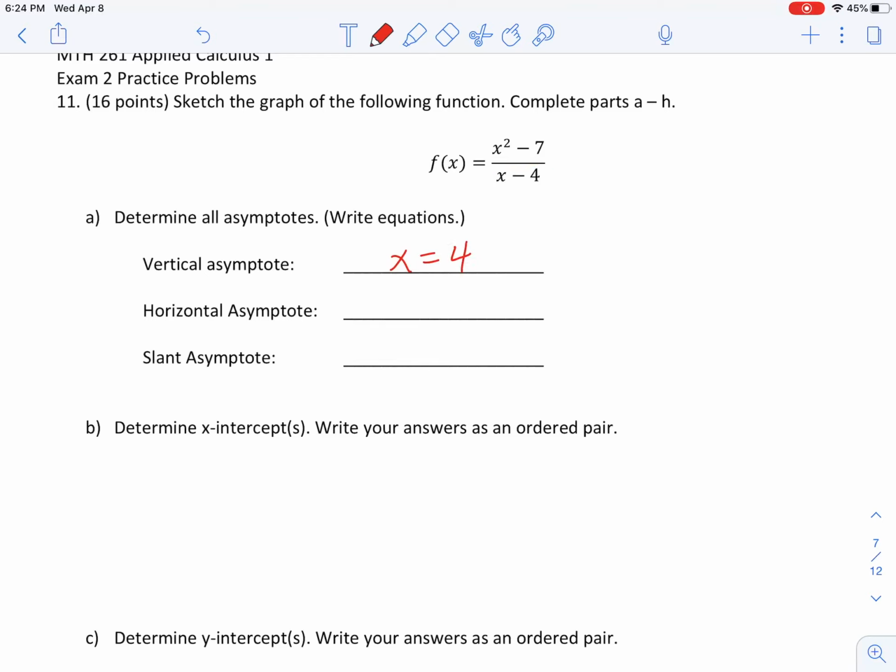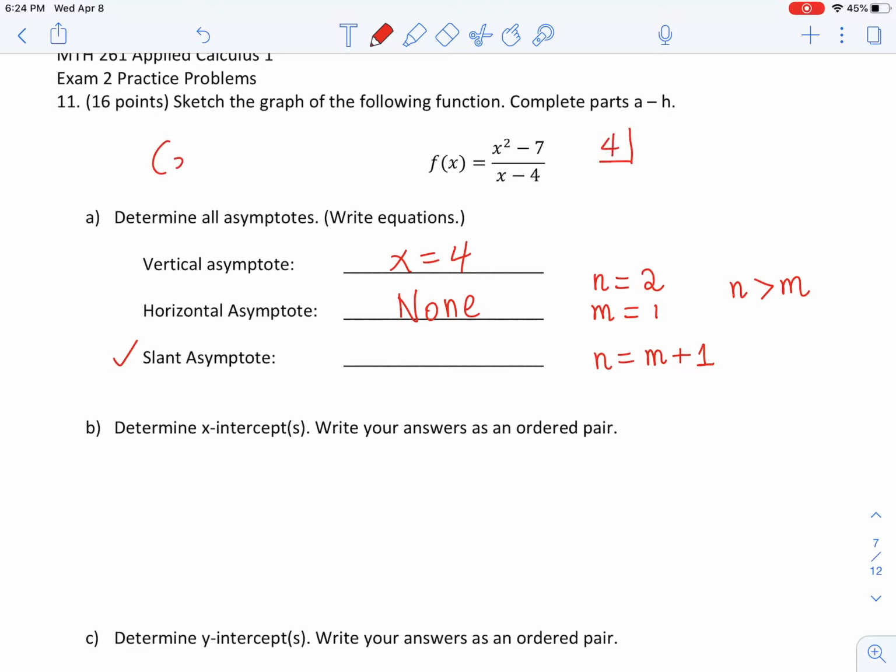Horizontal asymptote. Notice that the degree of the numerator is greater than the degree of the denominator. So in that case, we do not have a horizontal asymptote. But because the degree of the numerator is 1 greater than the degree of the denominator, we do have a slant asymptote. So let's find it. You can either do this by long division or synthetic division. I'm going to do the synthetic division.